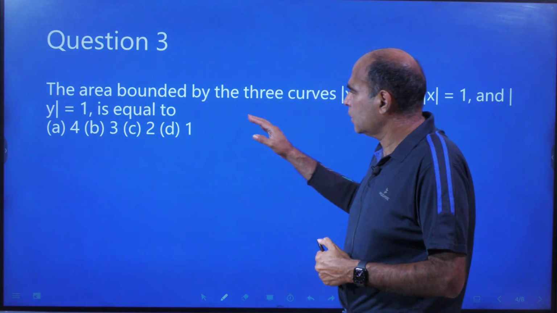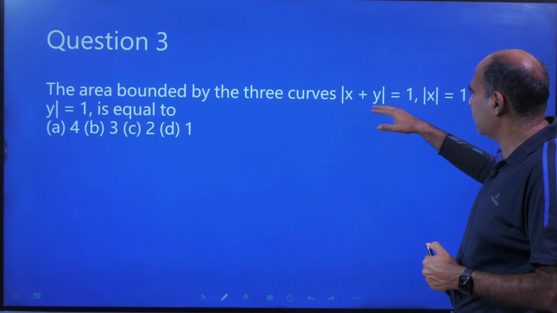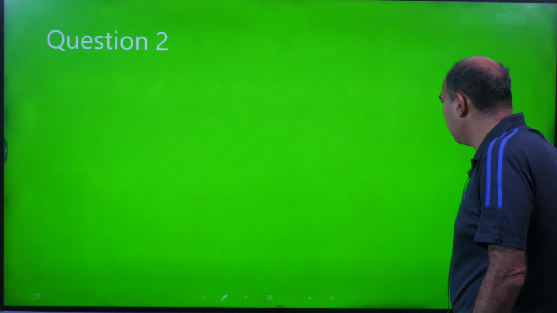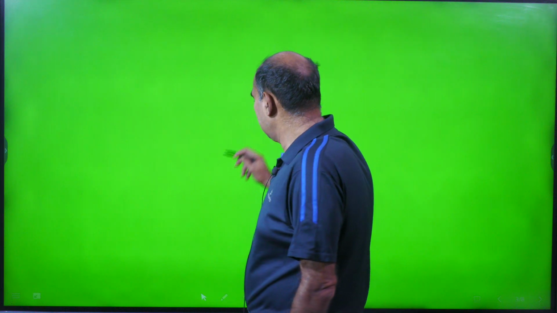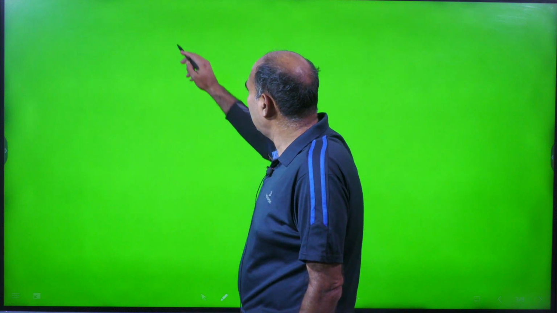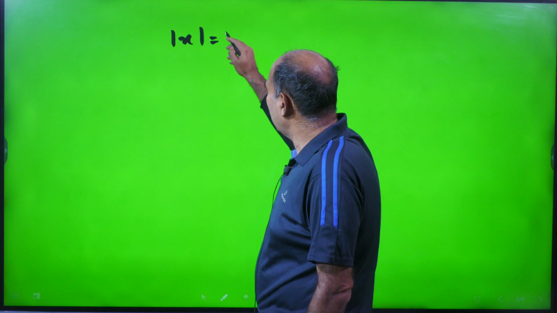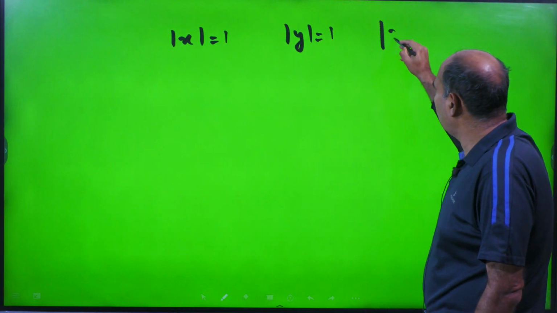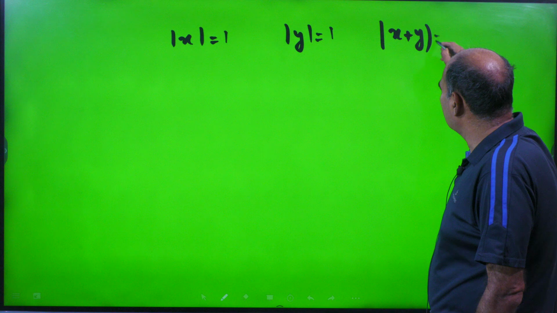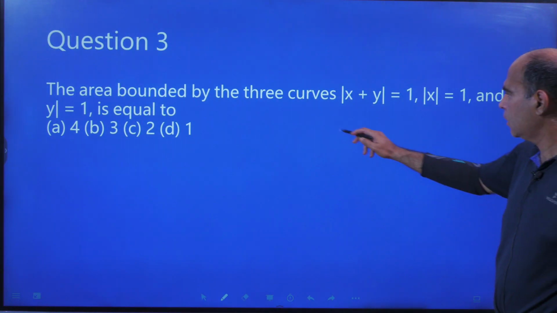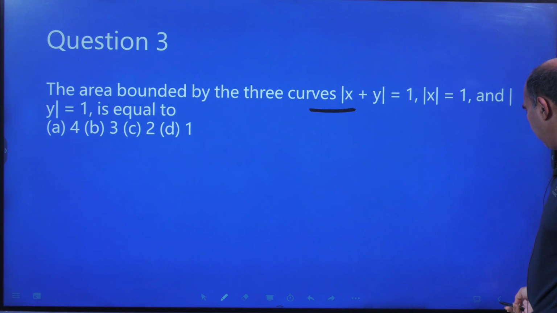So if you see this, the three curves talked about are |x| + |y| = 1, |x| = 1, and |y| = 1. And they are asking us to find the area bounded by these three. So if I come back to this page, I am talking about |x| = 1, |y| = 1, and |x| + |y| = 1. Right? So these are the three curves whose bounded area we want to find out.